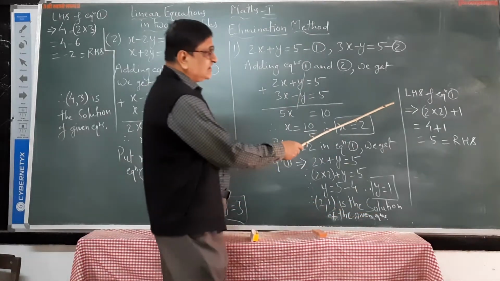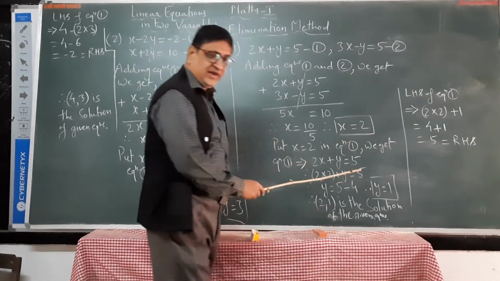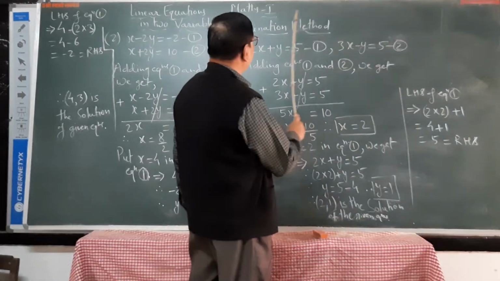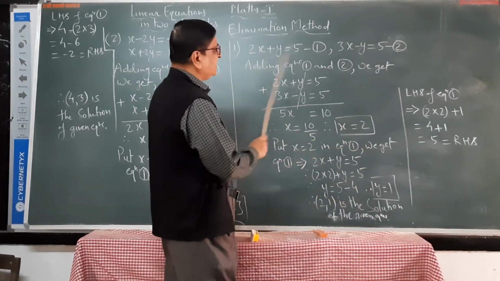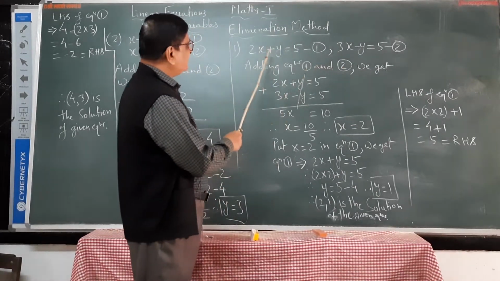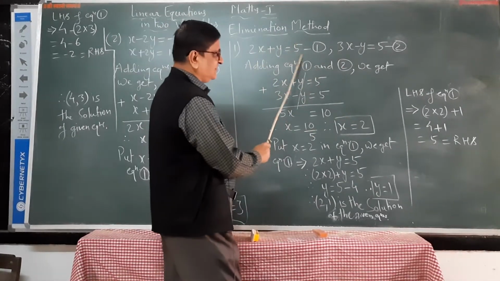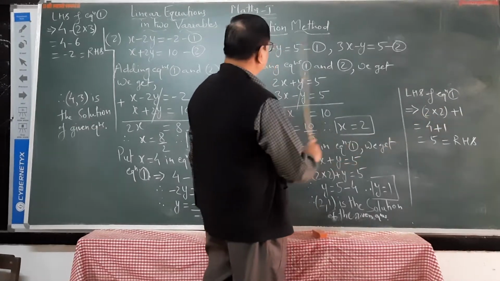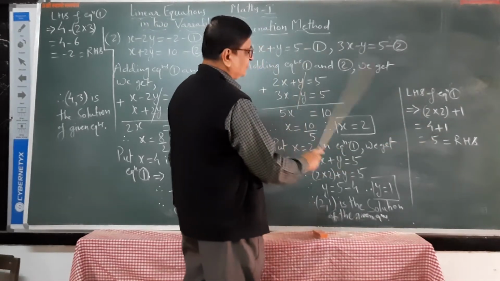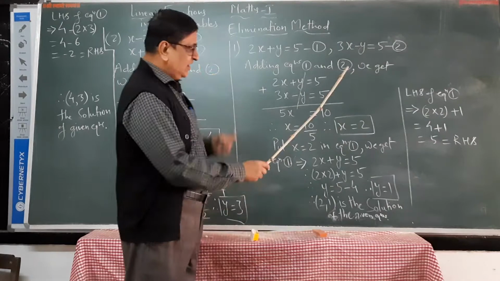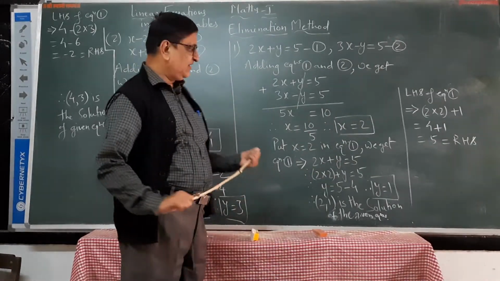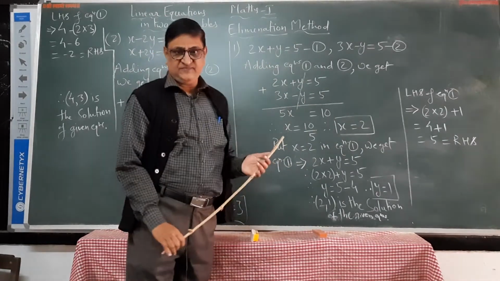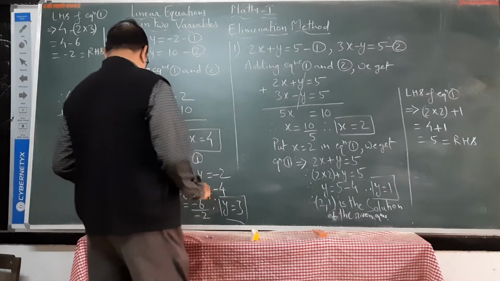Now whether these values of the variables x and y are correct or not, we will check by putting the values of x and y in any of the equations. So we will put them in the left hand side of equation 1. Here we get 2 into 2 plus 1, so this is 4 plus 1 is equal to 5, which is the right hand side. So the answer we have found is correct. In that way we solve the equation. We will see another equation here.